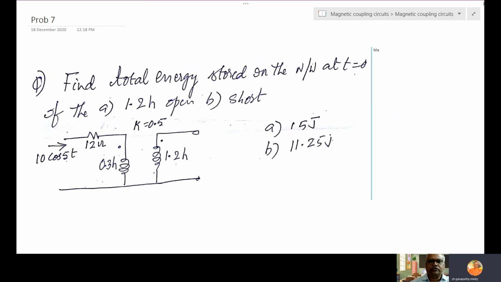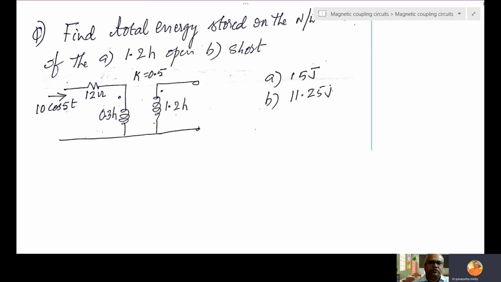Find the total energy stored in the network at t equal to 0, if the 1.2 H coil is open and short. This is based on the derivations we have done. When any coupled circuit has its secondary open, what is L equivalent? L equivalent is L1, that is 0.3.